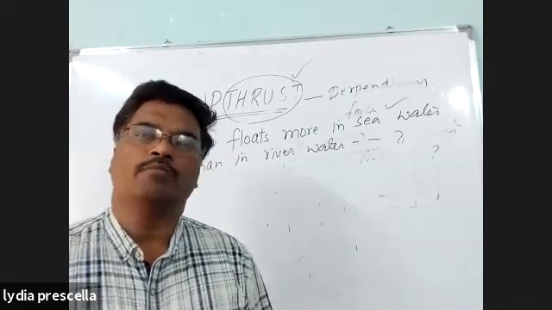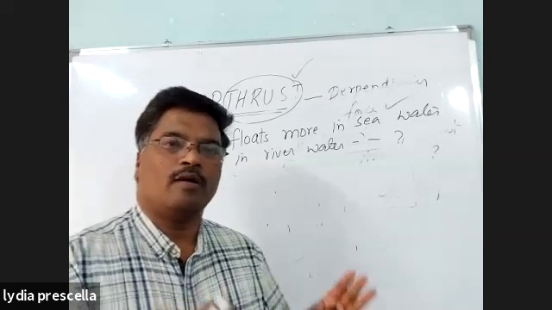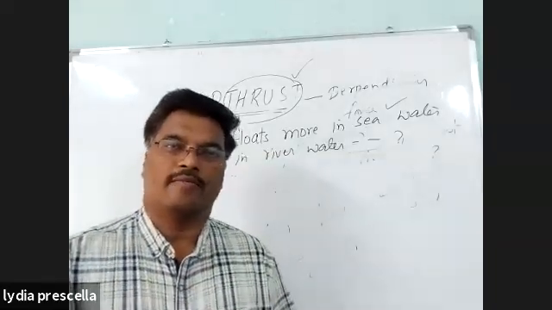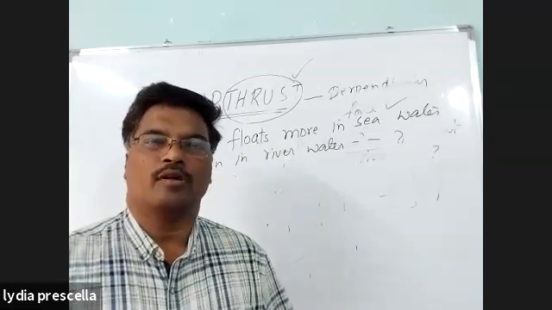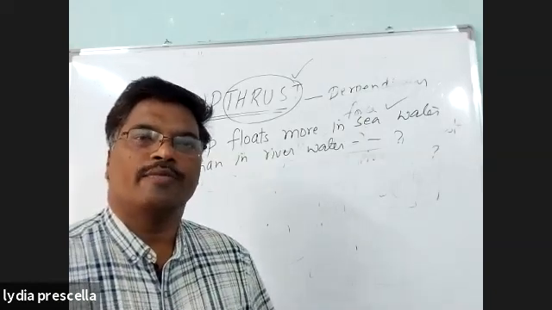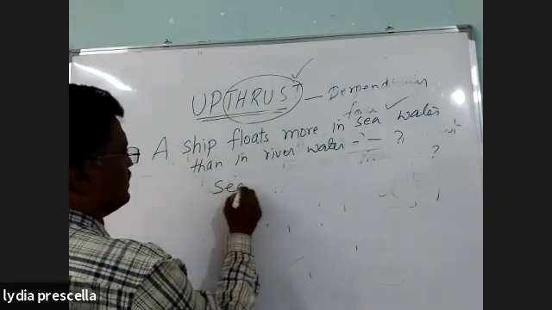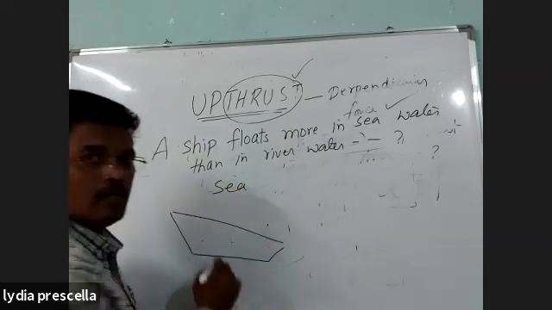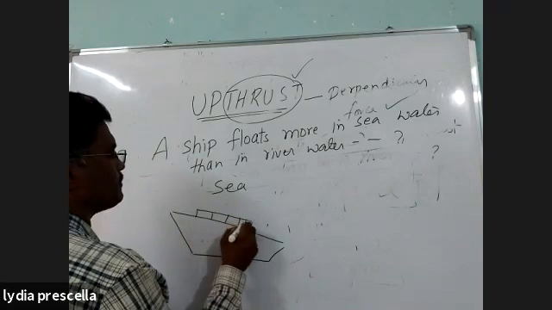It is easier to swim in seawater than in river water. The same question. You have to think about the two types of water. River water has fresh water, its density is less, and sea water has salt and its density is more. If density is more, then that pushing force, upthrust, is more, then it is easy to float. You see, I will draw sea like this. Say there is a ship like this.